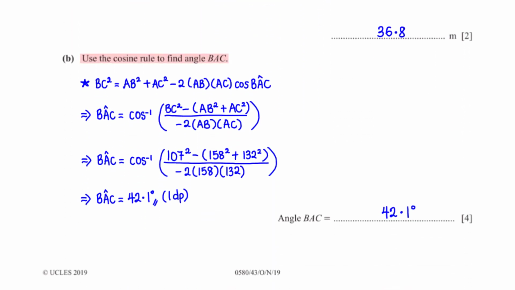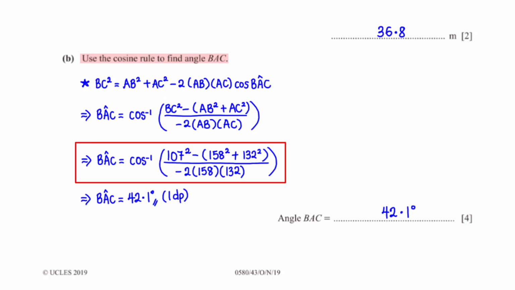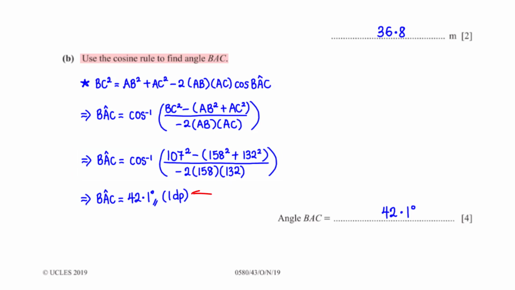Use the cosine rule to find angle BAC. When we apply the cosine rule to triangle ABC, this is what we get. When we make angle BAC the subject, this is what we have. From here, we plug in the values of BC, AB, and AC into the equation. When we type this into the calculator, we get 42.1 degrees rounded to 1 decimal place.